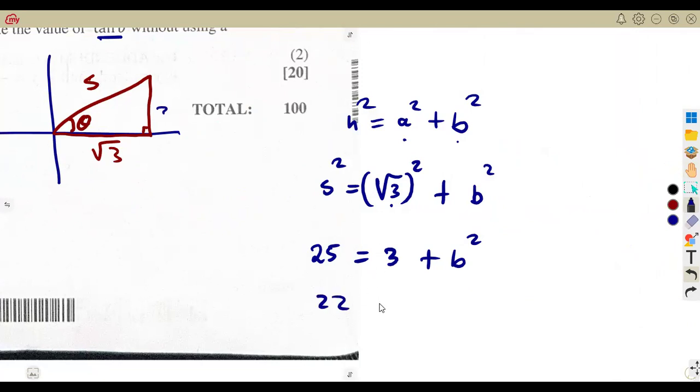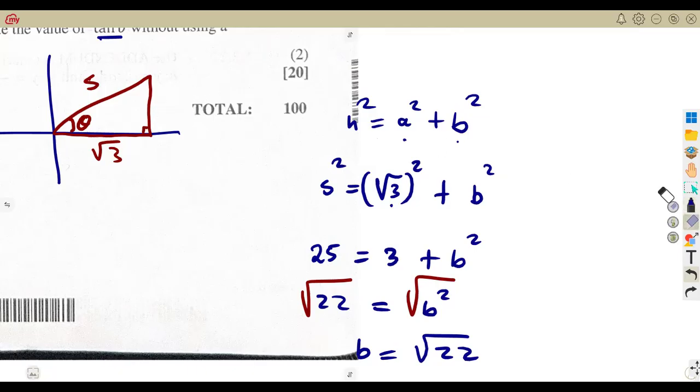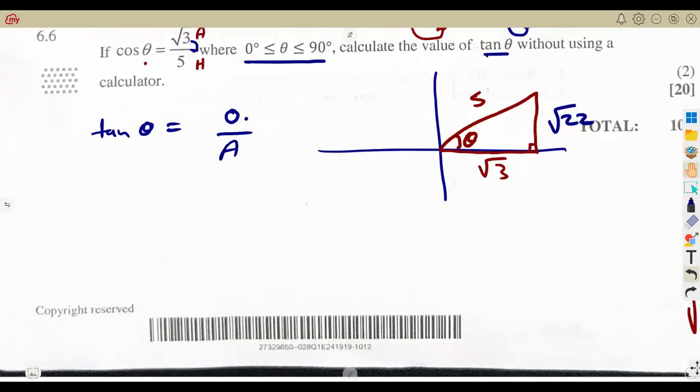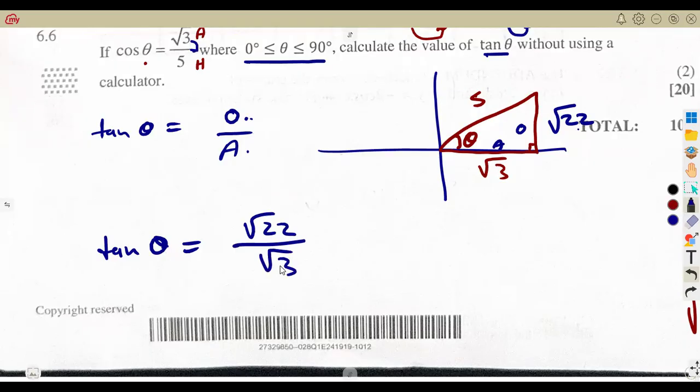If you subtract, this is equal to b squared, so you introduce the square root. So b is equal to the square root of 22, which is the third side, this other side that we're calculating. So the question was to calculate the tan of theta. Tan of theta being opposite over the adjacent, that is square root of 22 over square root of 3.